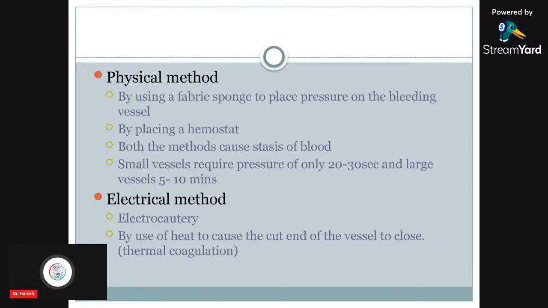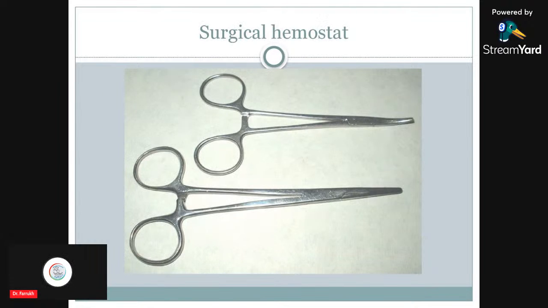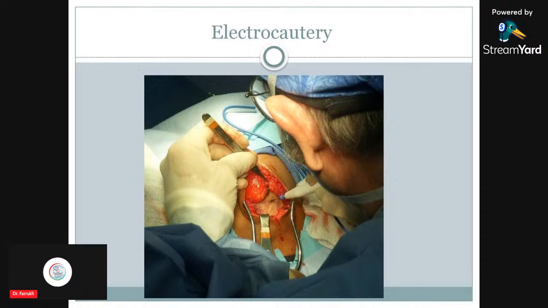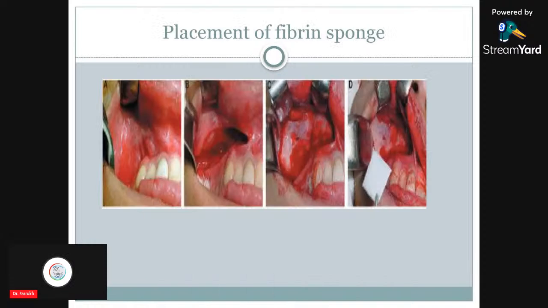The electrical method we can use is electrocautery, which is the most commonly and frequently used. It uses heat to cause the cut end of the vessel to close, known as thermal coagulation or electrocautery. These are the surgical hemostats, and this is the electrocautery you can see. And as I told you, placement of the sponge is a physical method. We place it in the socket or across the vessel which is bleeding heavily.